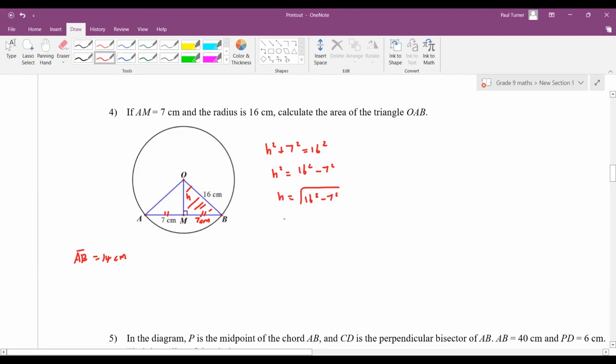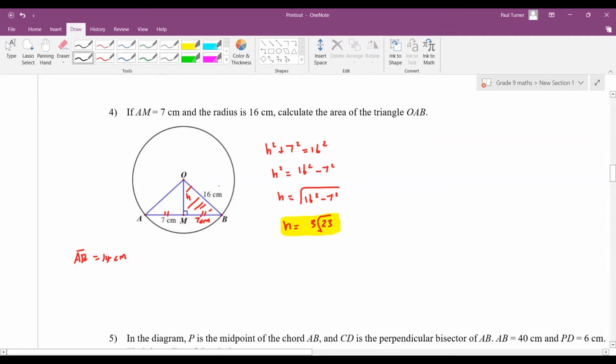And putting that into your calculator, you'll get 3 root 23. I like to leave it in this exact form. I won't make a decimal just yet. So I'll leave it like this, and I'll do my final answer as a decimal. So that's the height of the triangle.